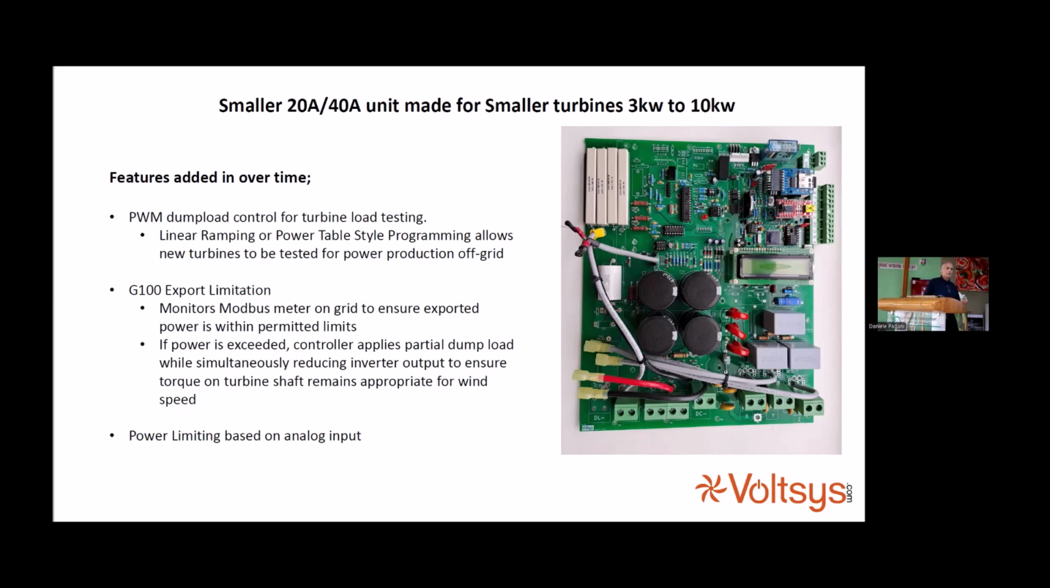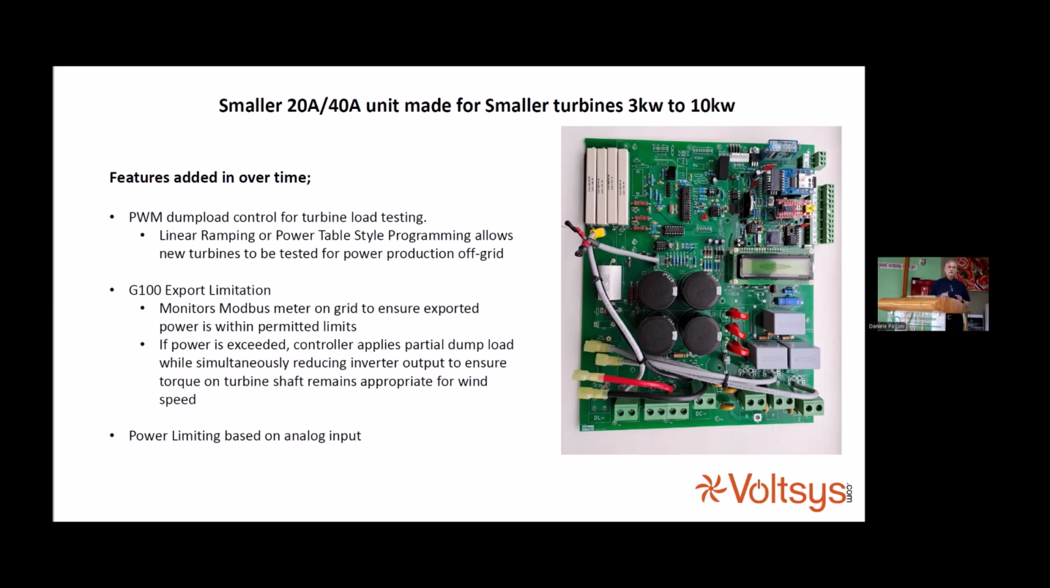G100 is something that came on in the UK recently, where you had to control your exports. And we can do that through the dump load or through switching on AC loads. So you might have a 10 kilowatt inverter, but you might only be allowed to export 3.6 kilowatts. So if you're getting to the point where you're exporting more than 2 kilowatts, you can switch on a heater to control the export. But we can also bring in a dump load. But here's the neat trick.